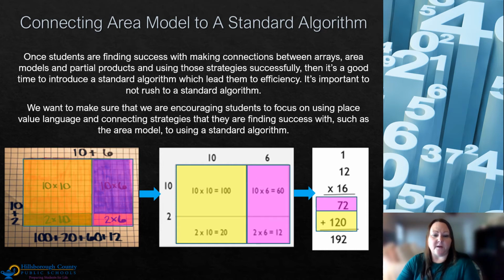And then same thing over here. That 72, where did that come from? Where do you see it in the open area model? Oh, I see I had 10 groups of 6 equals 60 and 2 groups of 6 equals 12. If I combine that, that's 72. Oh, I did those same problems in the standard algorithm. Connections are essential.